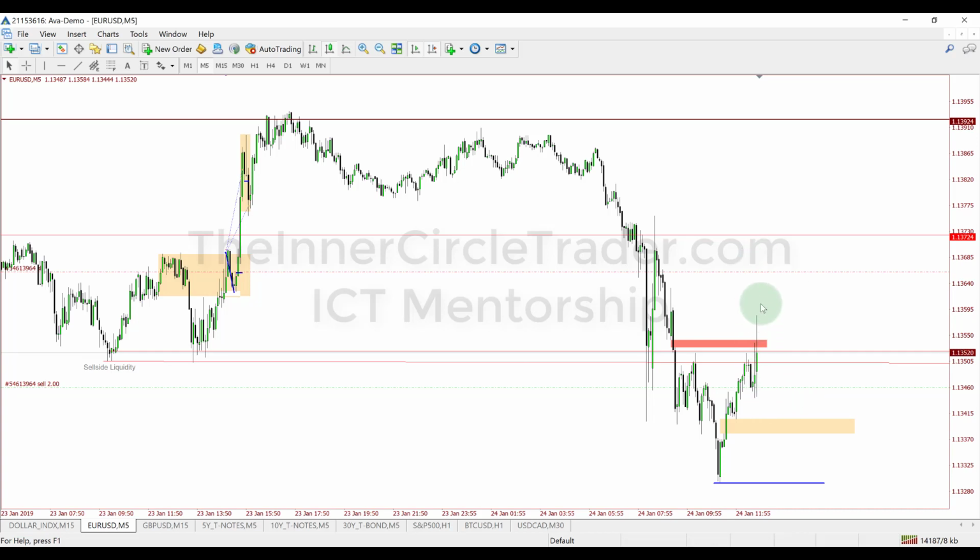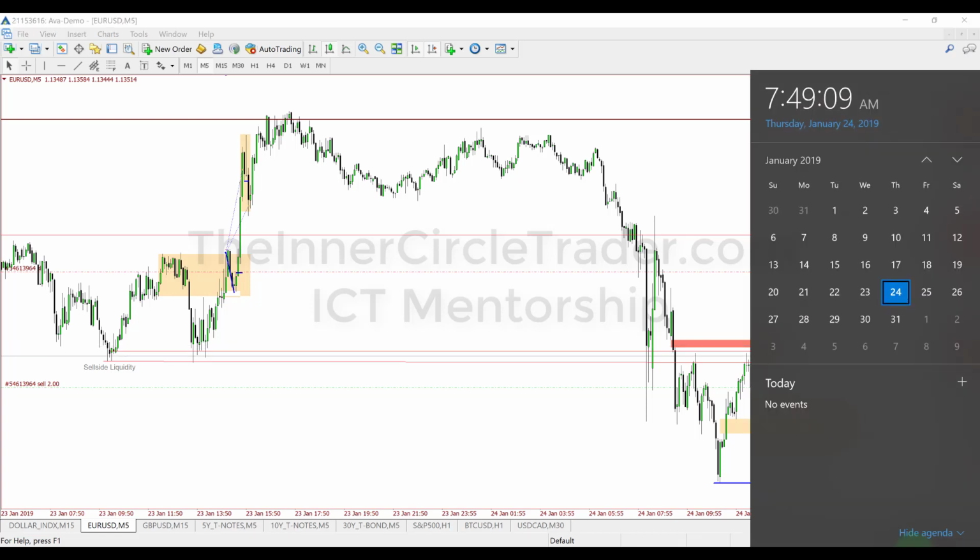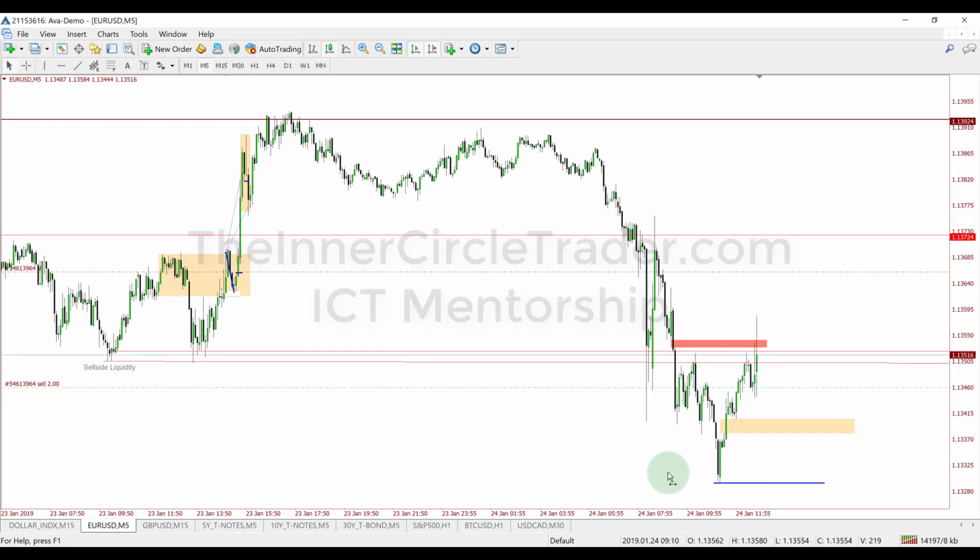So we have a nice little spike in here. They ran the stops on these equal highs. A little early for my tastes. I would have liked to see it do it at like 8 o'clock, maybe 8:10. But that's it. So we're going to let this thing pan out and see what we get from it.